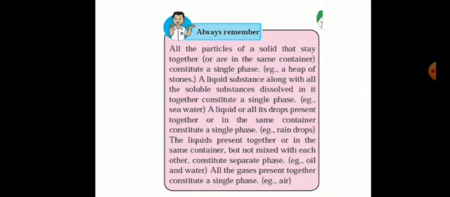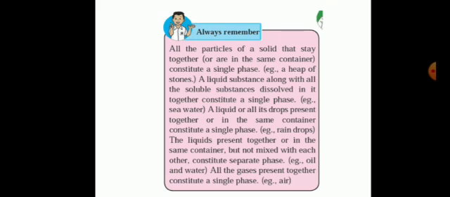All the particles of solid that stay together or are in the same container constitute a single phase. Example, a heap of stones. A liquid substance along with all the soluble substances dissolved in it together constitute a single phase. Example, seawater. A liquid or all its drops present together or in the same container constitute a single phase. Example, raindrops. So all these constitute a single phase, so they are all examples of homogeneous mixture. Heap of stones, seawater, then raindrops, they all exist in a single phase.